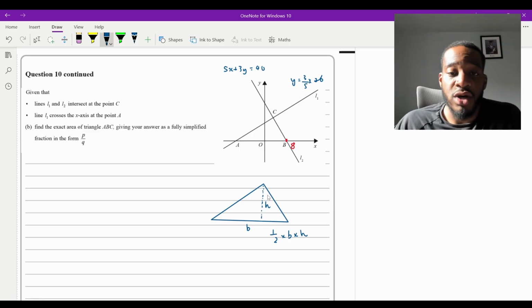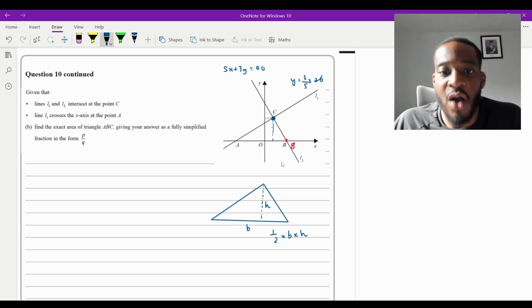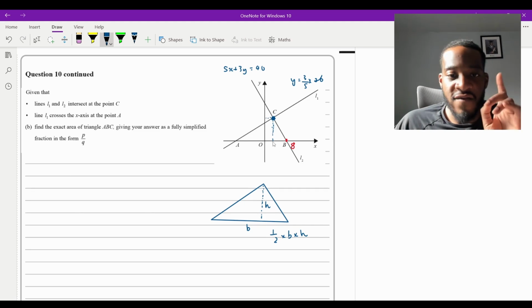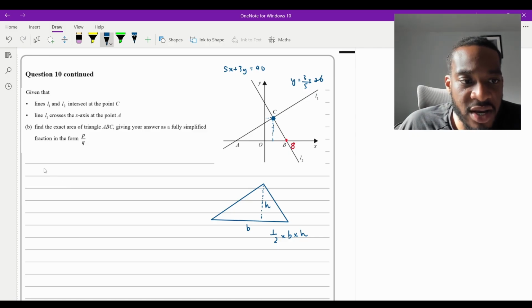Now, how do I work out what those are? If I look at the picture, this is the point C here, where I can get that vertical height, right? But I would need to know what the coordinates of that point are. That's the first thing. So I would need to work out the point of intersection of L1 and L2, because that's what the point C is, isn't it? So I need to do that. I've got these two equations, so I'll just write them out again. It's going to be 5x plus 3y is equal to 40. That's one equation, and the other equation is y is equal to 3 over 5x plus 6.